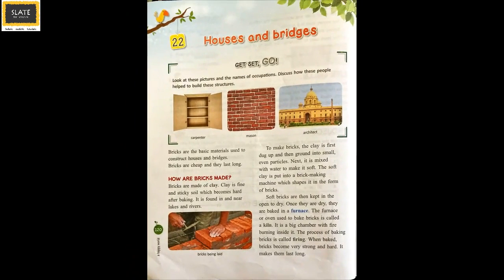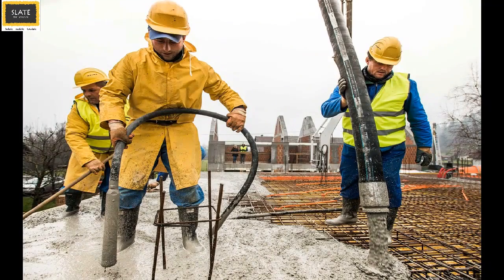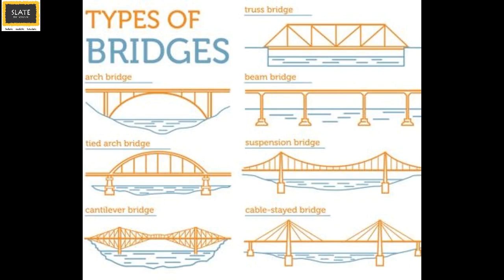Slaters, today we are going to start with our ninth lesson. The name of the lesson is Houses and Bridges. In this lesson, we will learn about how the materials used for making a house are made. We will also learn about different skilled people involved in making these houses and bridges. Furthermore, we will also look at some different types of bridges.